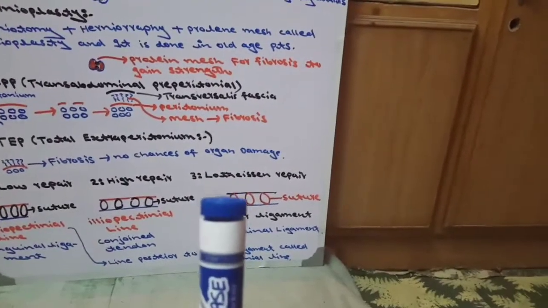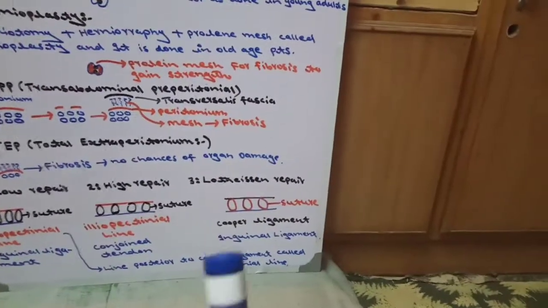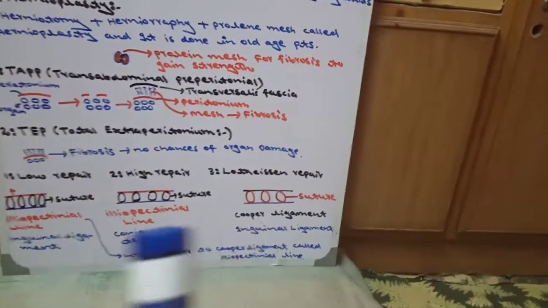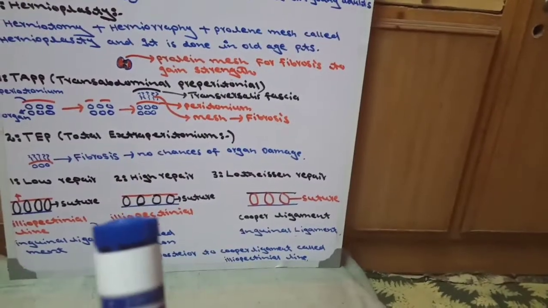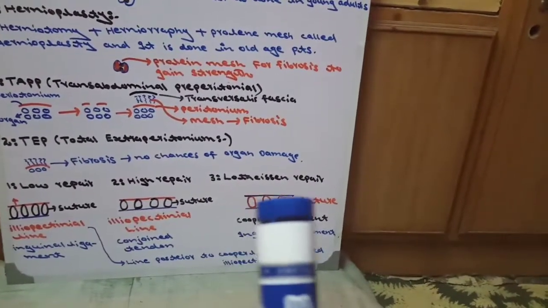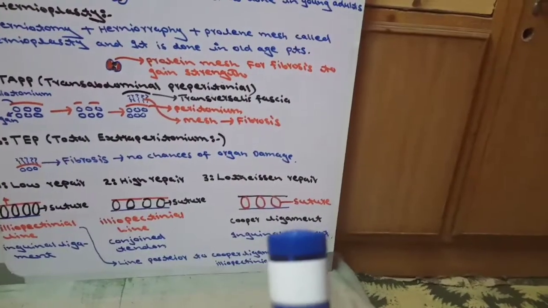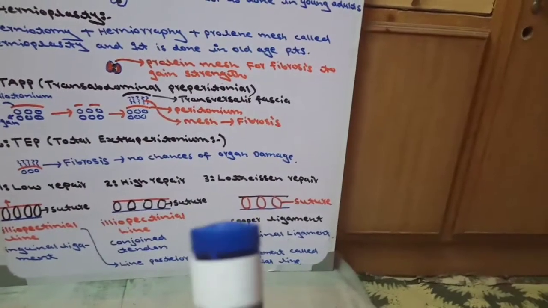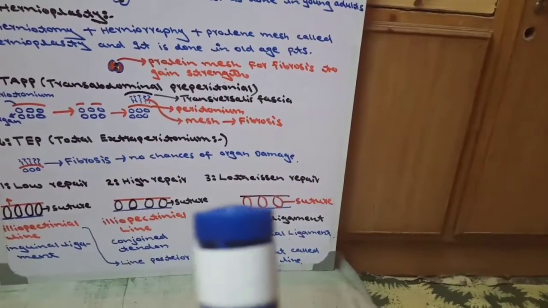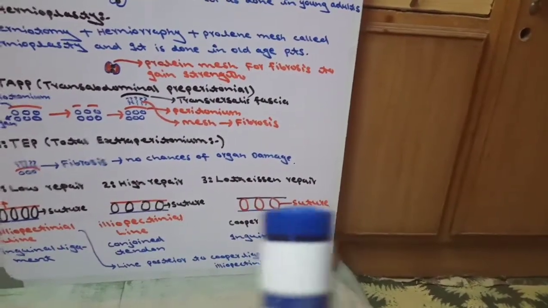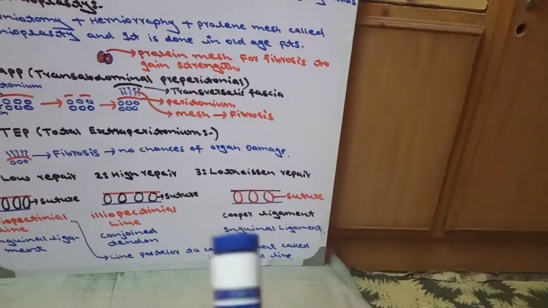Now the third is Thiessen repair. In Thiessen repair the red line is changed. In low and high repair, the red line is the same, the iliopectineal line, but the blue line is changed. In low repair, inguinal ligament. In high repair, conjoint tendon. But here, in Thiessen repair, in place of the red line, there is a black line which shows Cooper ligament, and the blue line shows the inguinal ligament. In Thiessen repair, we place the suture between Cooper ligament and inguinal ligament. This red shows the suture. This is called Thiessen repair.